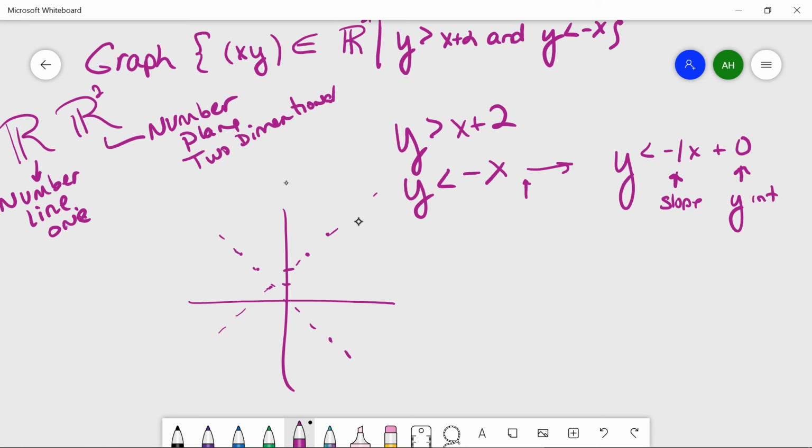Okay, so this first line, it said that y is greater than x plus 2. So this refers to the area that's going to be above that line. With the second line, it's going to be the area that's below it, because it said y is less than negative x. So the area that is above the first line and below the second line is just going to be this area over here. All right, so that's how I would graph that. Okay, just graph your two lines, figure out above or below.